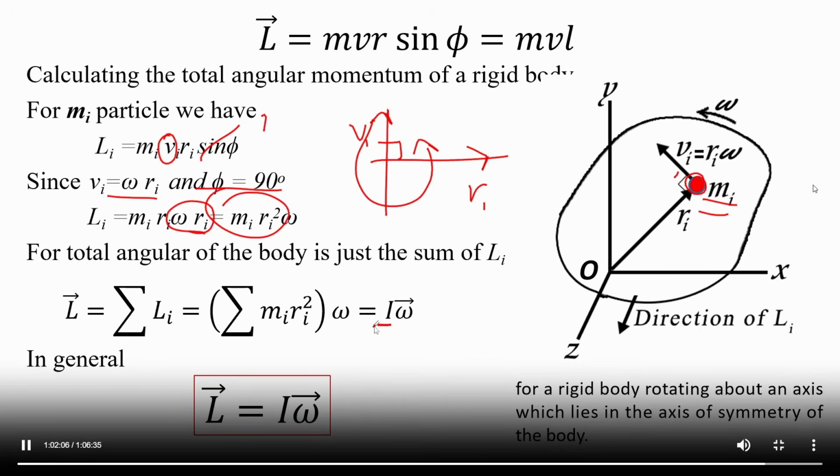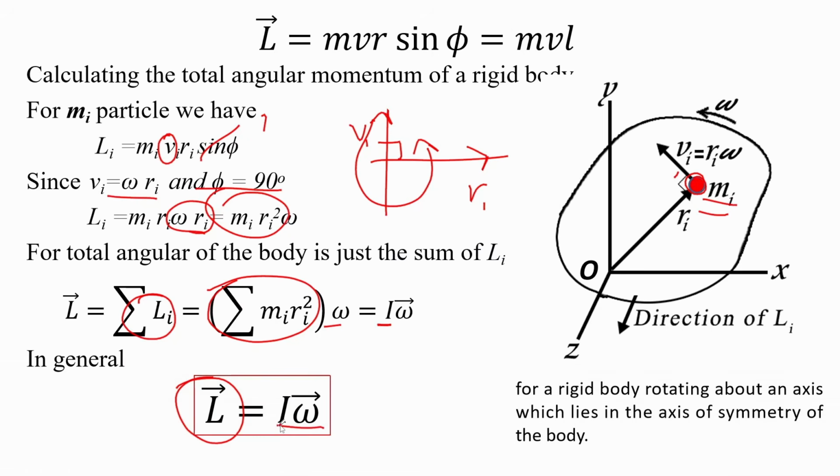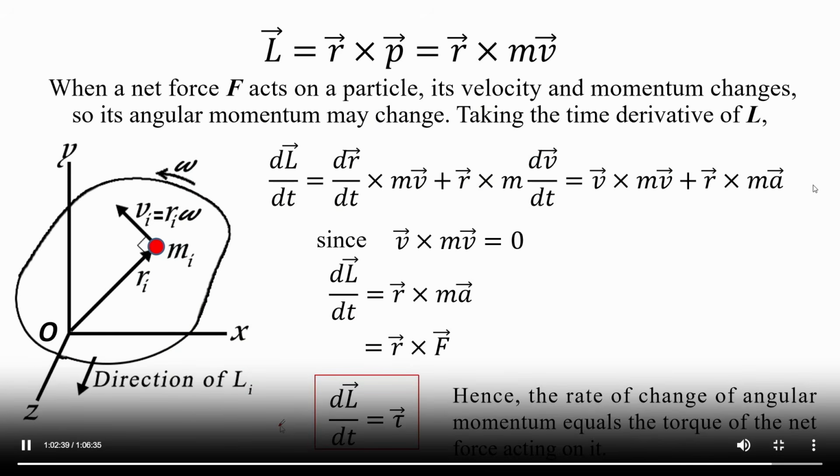So m_i r_i squared goes back to this one, and we know this to be the moment of inertia. So L is equal to the sum of L_i, which is the sum of m_i r_i squared, times omega. So in general, the angular momentum L is equal to the moment of inertia times the angular velocity. This is for a rigid body. Okay, so you have this expression. We keep this in mind.